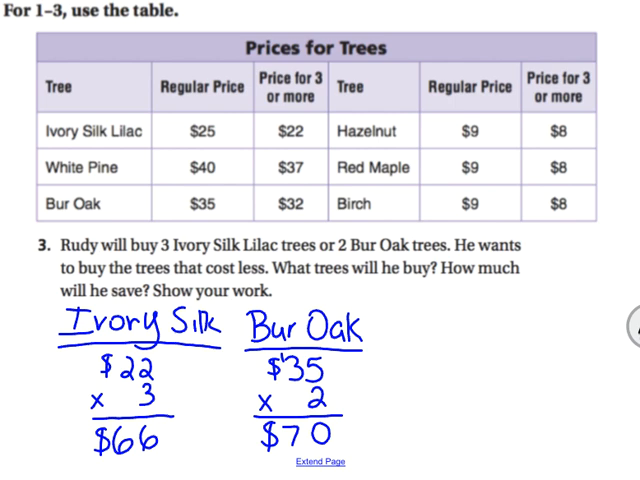So let's go back and look at the first question. What trees will he buy? So Rudy will buy the trees that cost the least. And that is, looking at the 2 prices, the total cost, it's either $66 or $70. So the better deal is the ivory silk for $66. So Rudy will buy the 3 ivory silk lilacs.